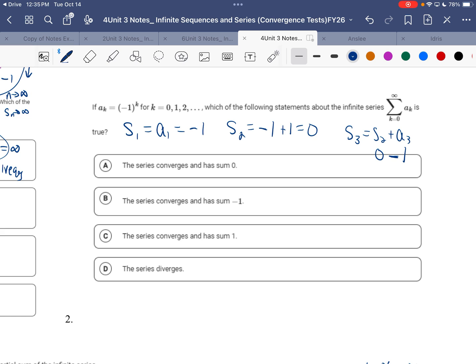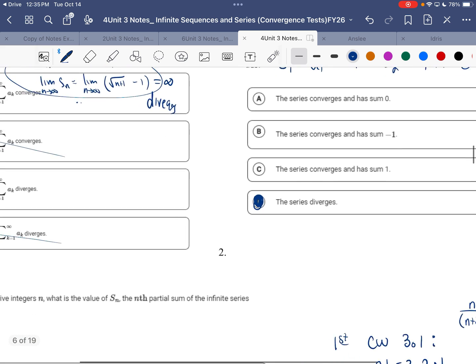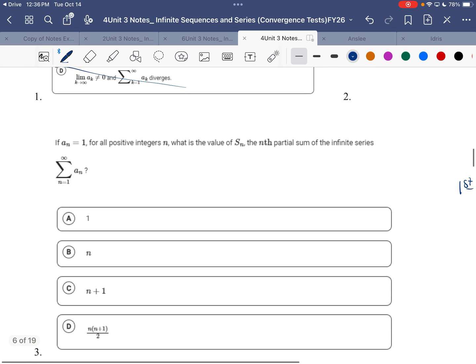So what is the pattern? What do you think S4 is going to be? 0. What do you think S5 is going to be? So we're alternating between 0 and -1, 0 and -1. Is it converging to one finite number? No. Since it's not converging to one number, we would say it's diverging. It has to be going to one thing.